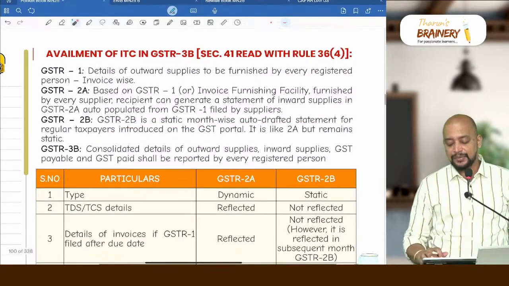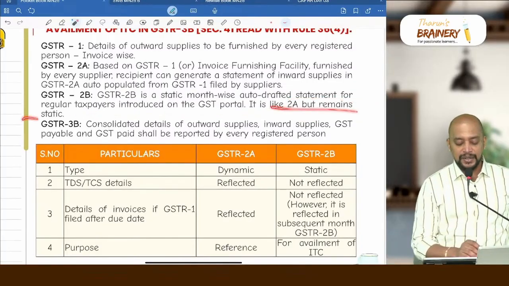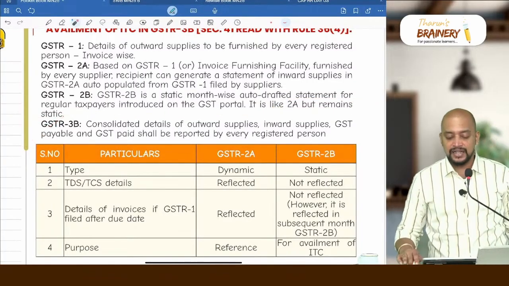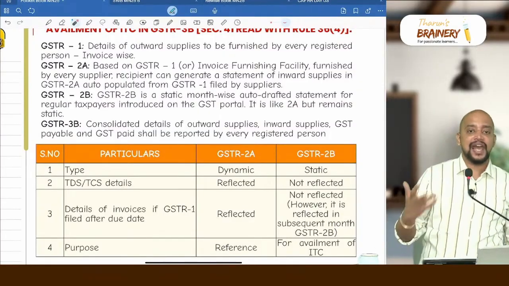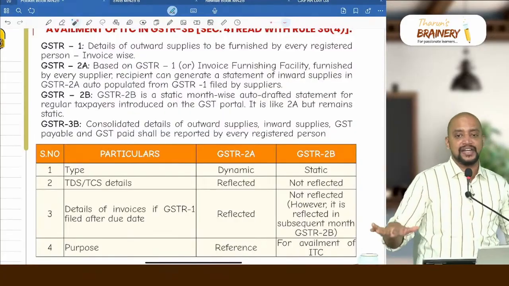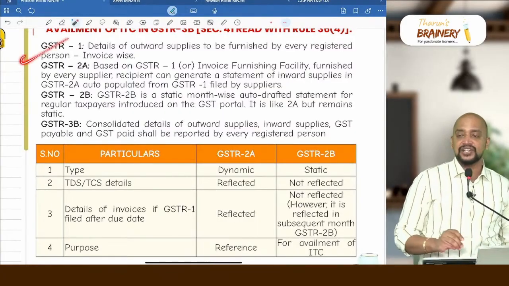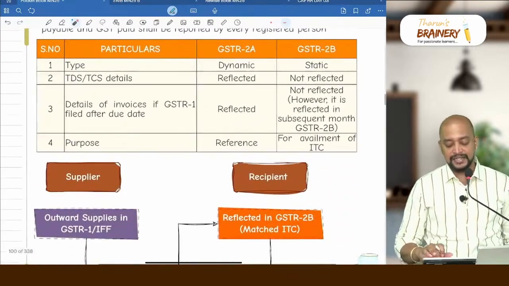So 2B is a static month-wise auto-drafted statement for regular taxpayers. It is like 2A, but it remains static. GSTR 3B is actually the return in which we will be reporting our details of tax and ITC, and we will be paying the tax also at the time of filing this return. At the time when we file GSTR 1, the tax payment shall not arise, but at the time of filing 3B, the tax payment shall arise.